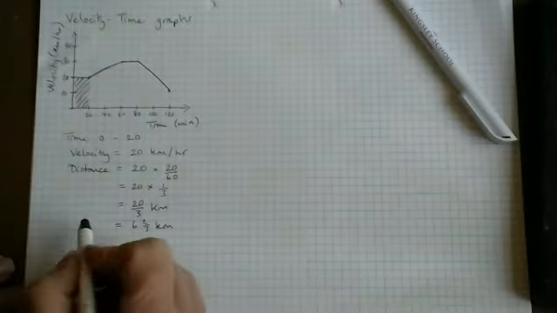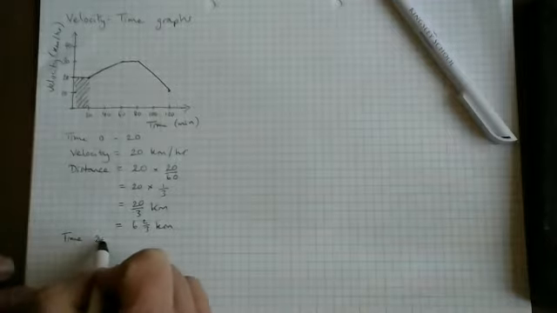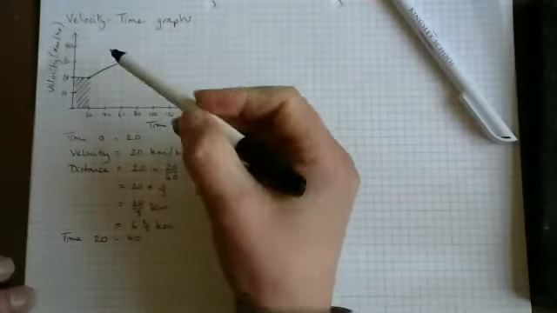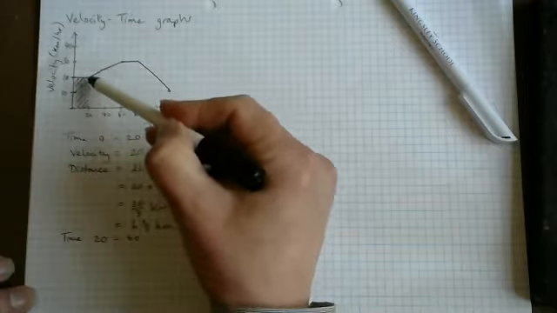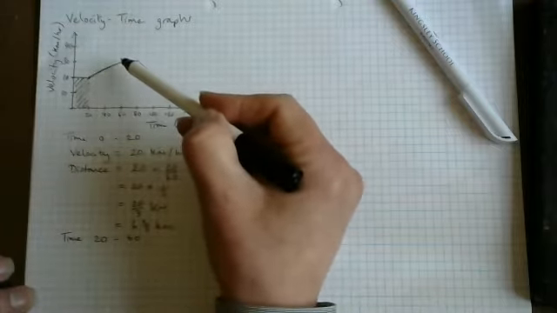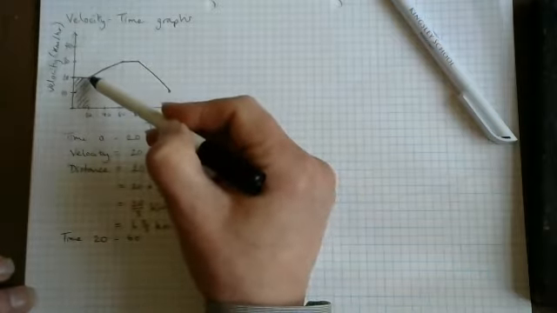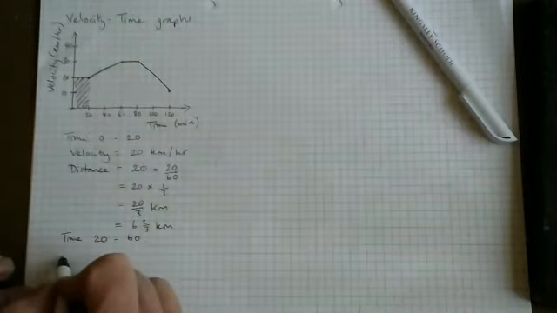Next, between 20 and 60. So time, 20 to 60. We begin that time period with a velocity of 20. We end it with a velocity of 30. That means during that period, I've been speeding up. That means I need to calculate an acceleration. So what is the acceleration? From this point here to this point here. The acceleration is the slope.